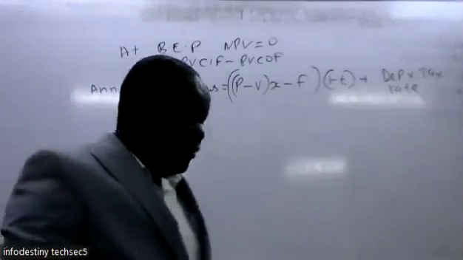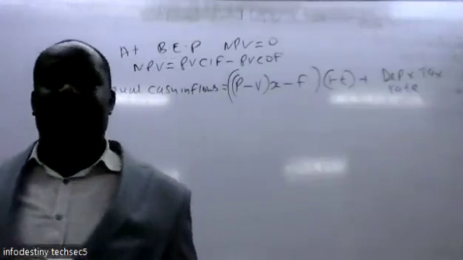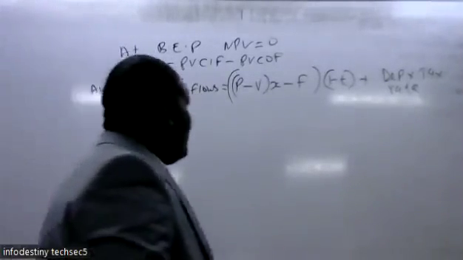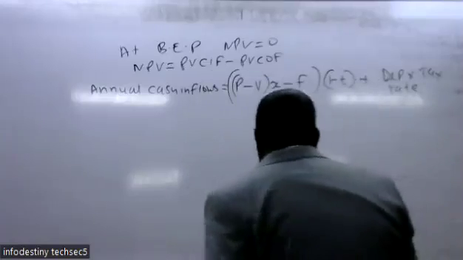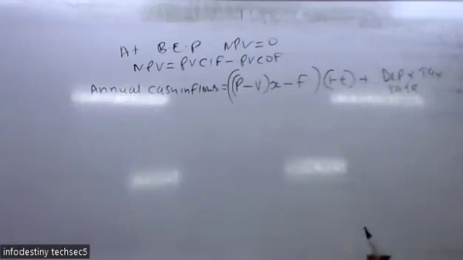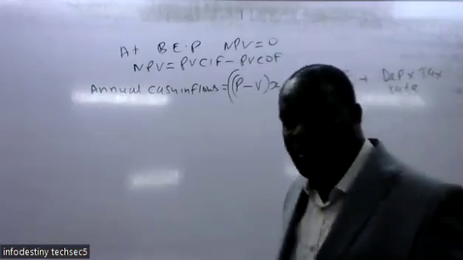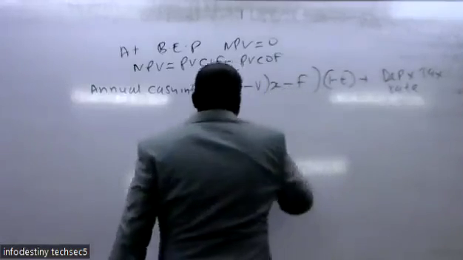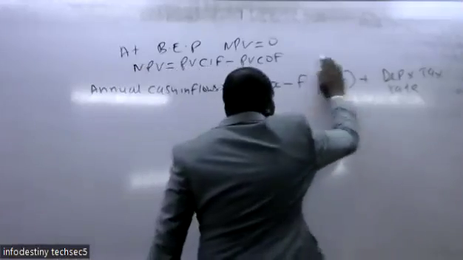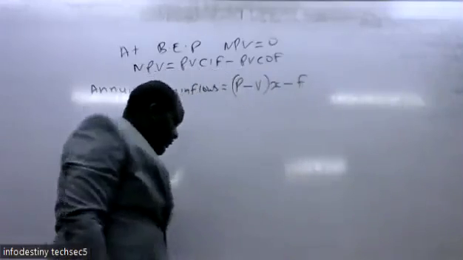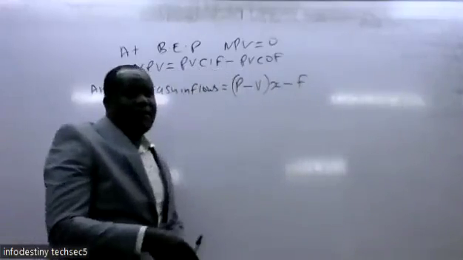But the question did not provide for the tax. Now that there is no tax, we shall ignore this part and that element, because the question has not given us the tax rate. When there is no tax, we avoid depreciation. So finally, to get our annual cash inflows, I will only be using this part.